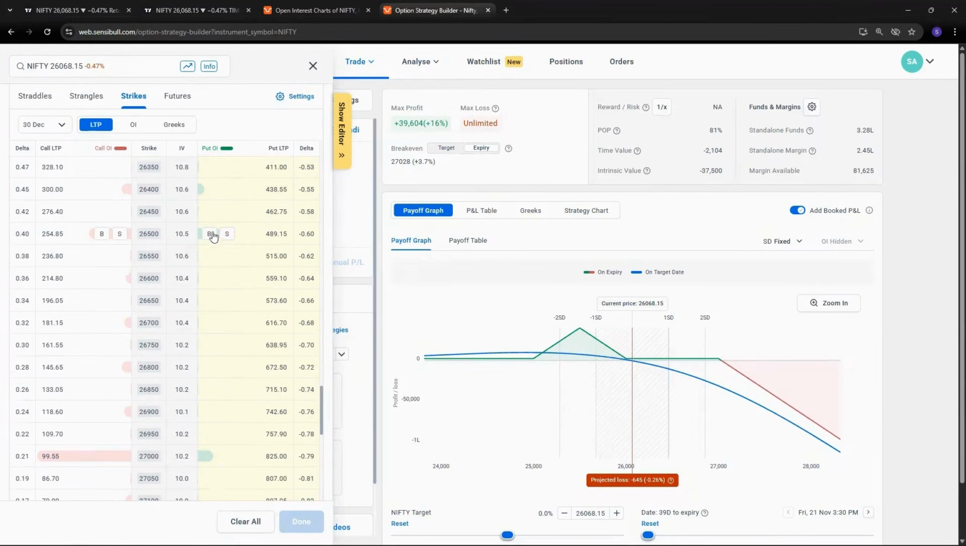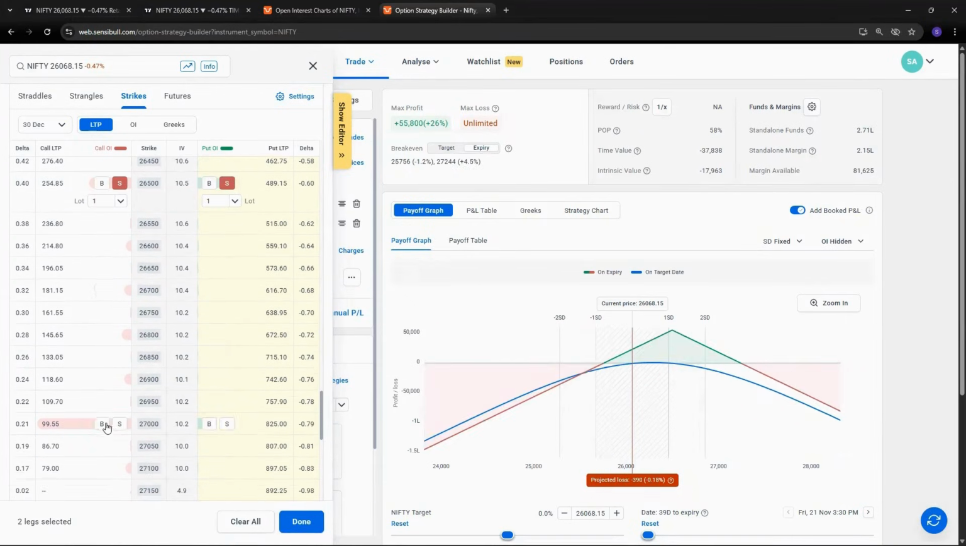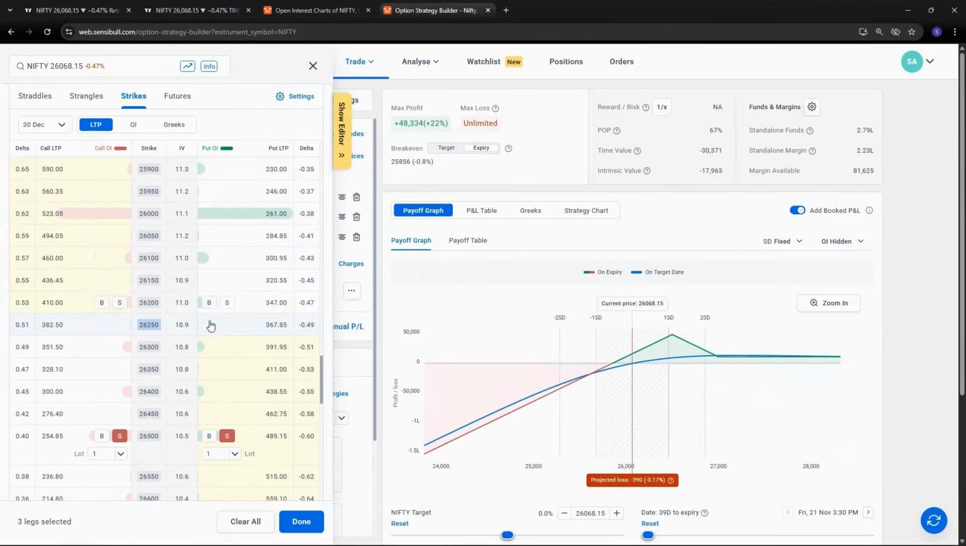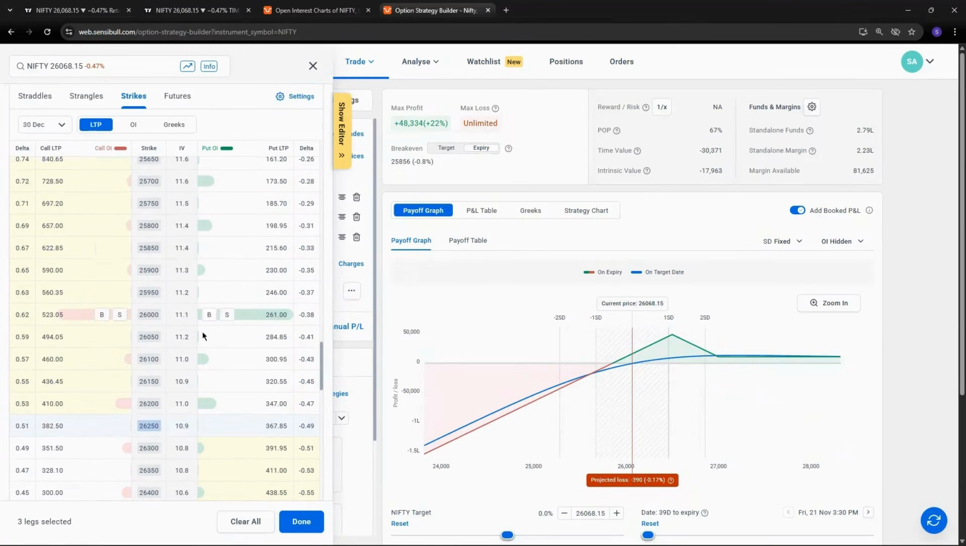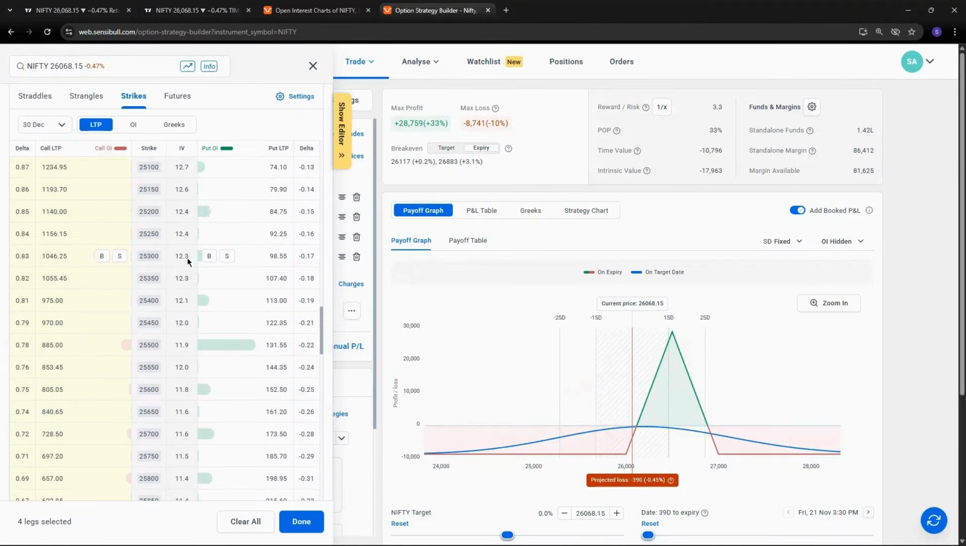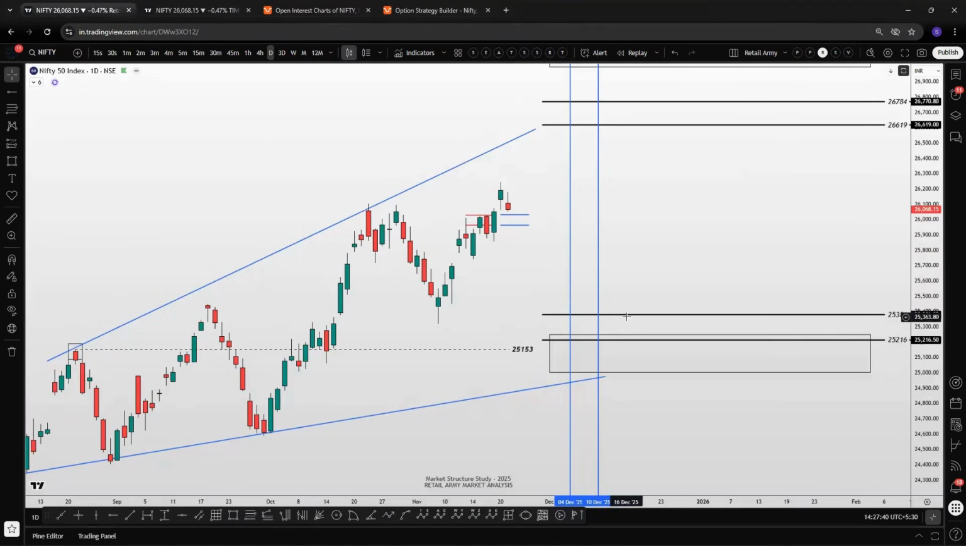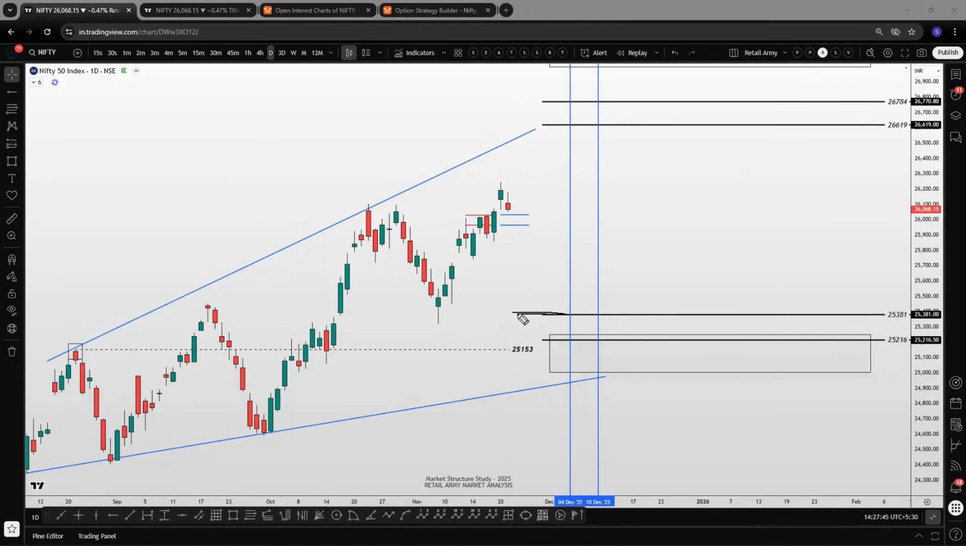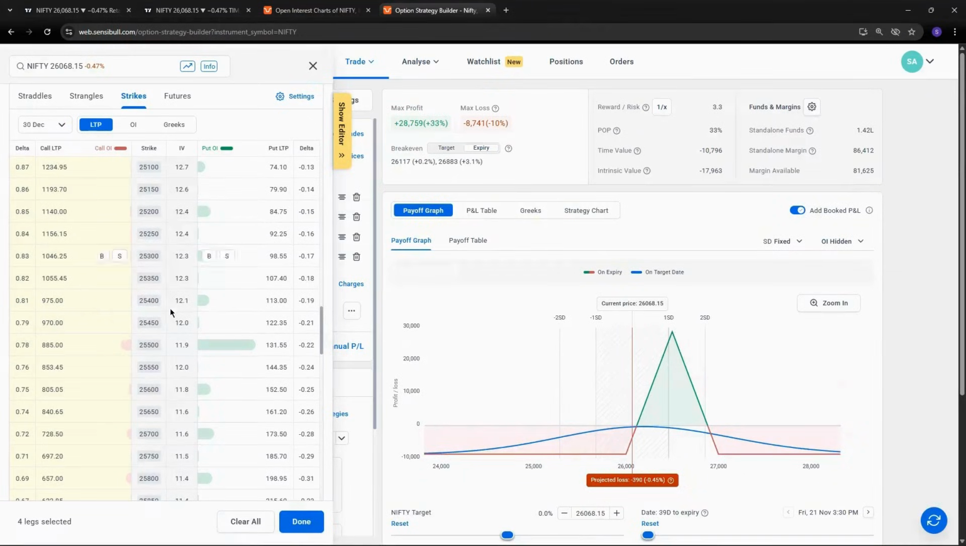What we'll do is we'll just build this exact opposite one. 26,500 iron fly, hedges 27,000 and 26,000. Done. Now what we have to do is sell a put option. So which put option do we sell? This is 25,400, 25,200. So below this range, we have 25,000. We'll take this round figure. I can keep adjusting that also.